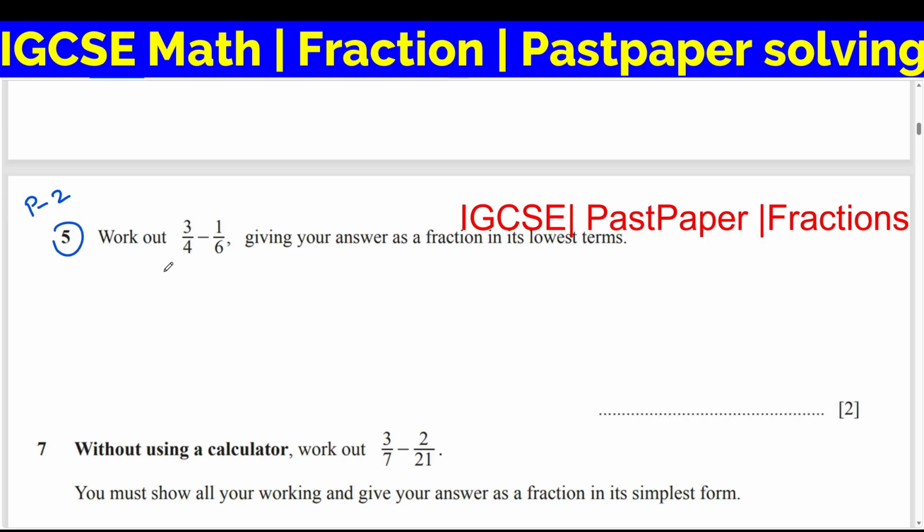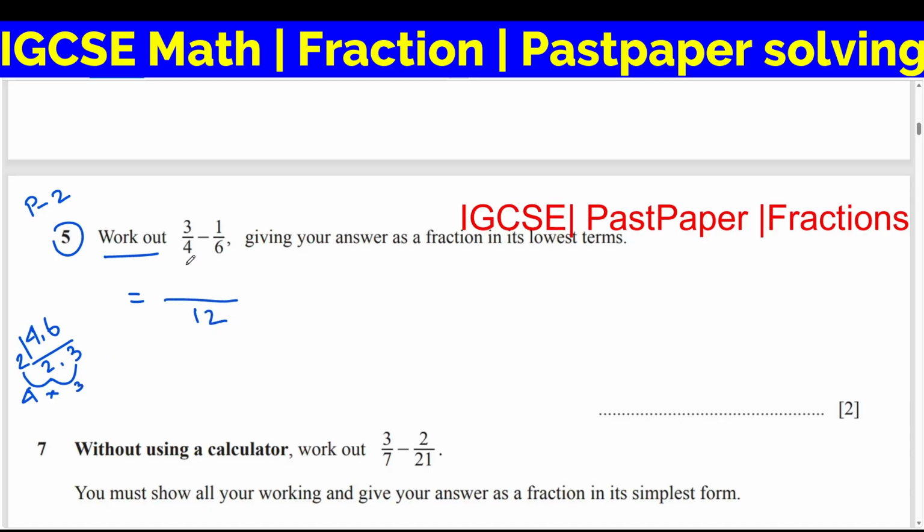Question 5. Work out 3/4 minus 1/6, giving your answer as a fraction in its lowest terms. So it's very simple. For 4 and 6, if we find the LCM, what will be the result? The result should be 12, right? 4 divided by 2 is 2 and 6 divided by 2 is 3. That's why 2 times 2 is 4 and 4 times 3 equals 12. So here is 12.